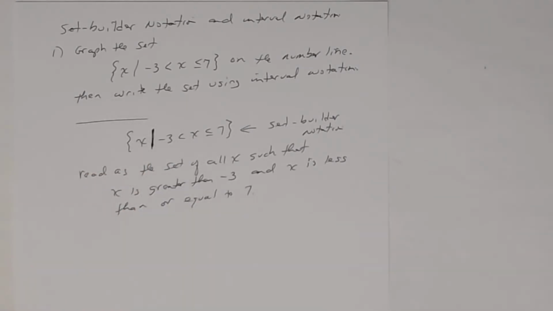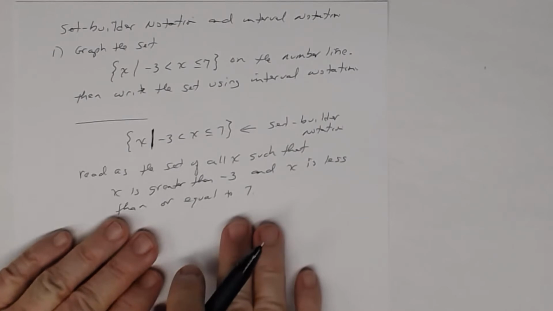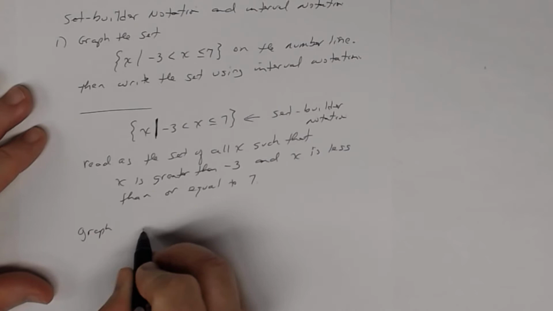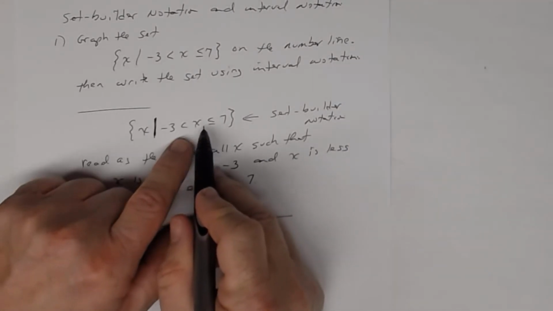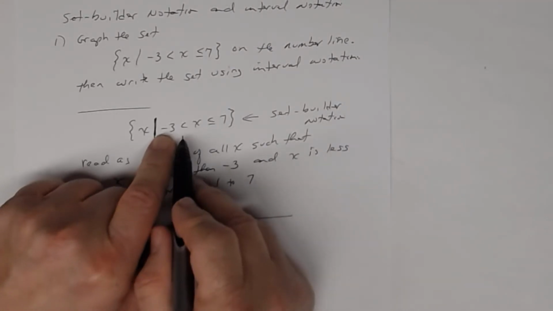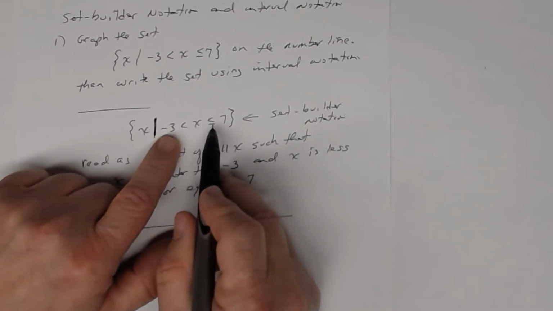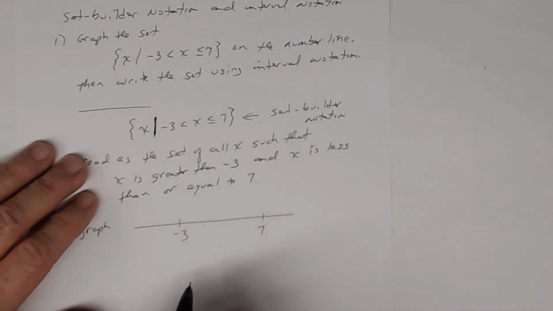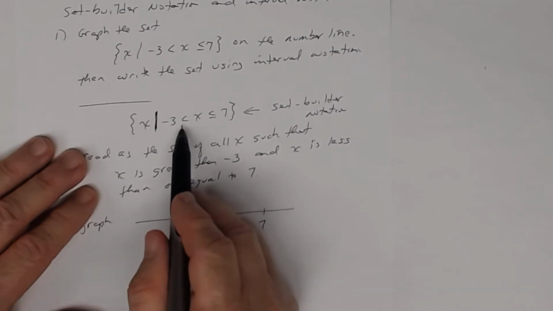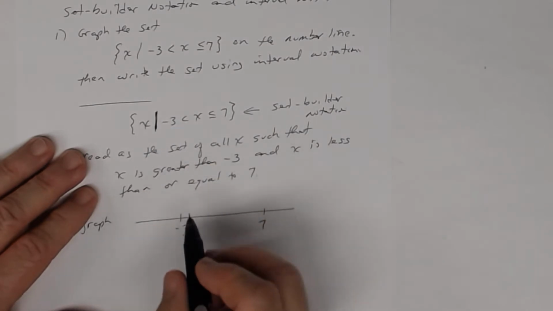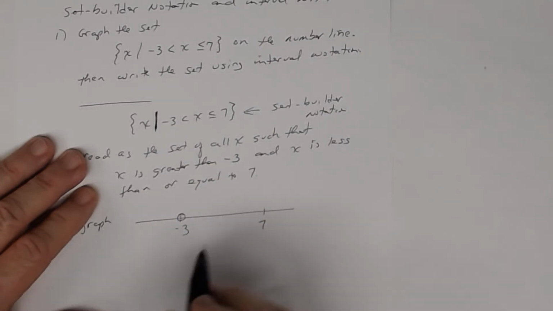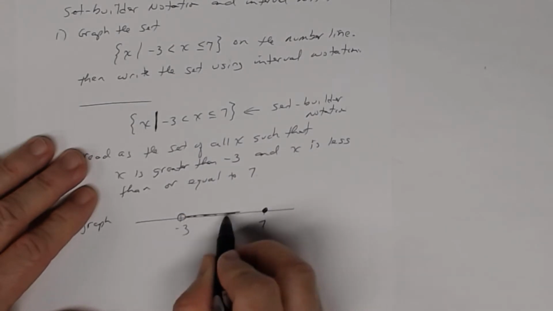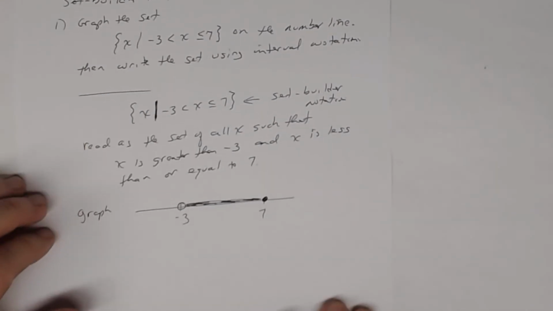Now what they want you to do is graph this on the number line. Well, it's pretty simple to graph. So here's what the graph's going to look like. You want to graph every real number that's between -3 and 7. Remember, this right here has an equal sign. This does not. Since there's no equal sign, you cannot include -3, so you have to use an open circle. Since there's an equal sign here, you're going to use a closed circle, and you're going to shade in every number between them. So that's the graph.